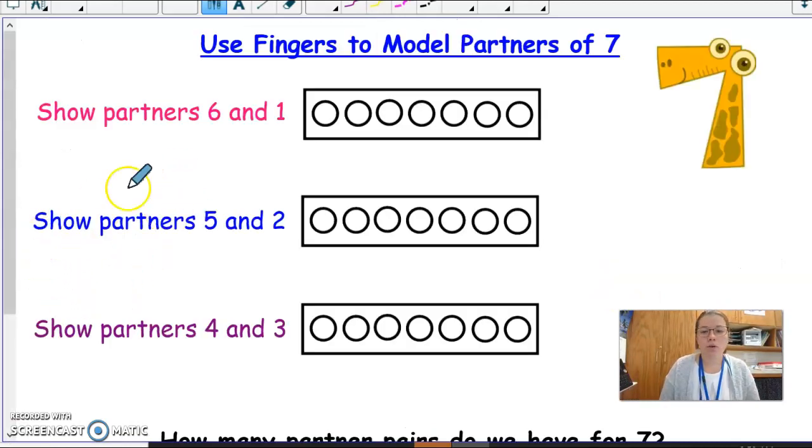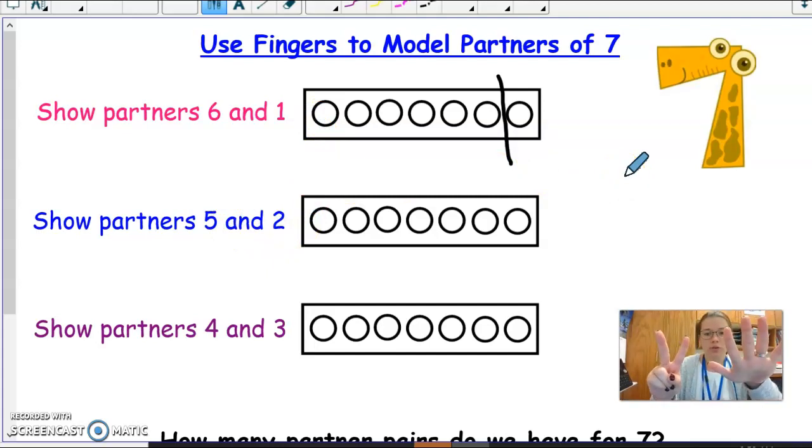All right, so you can also use your fingers to model the partners of 7. If you hold up 6 fingers and you need to get to 7, you just need 1 more. So that is 6 and 1, like we just talked about. Okay, let's show 5 and 2. Let's split it up. 1, 2, 3, 4, 5. Break apart.